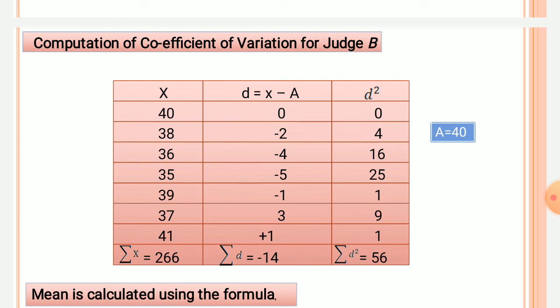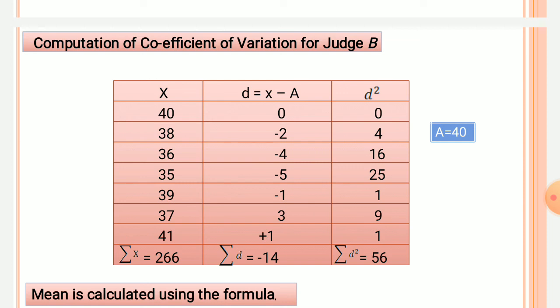Now here d is equal to x minus a. So 40 is taken as the assumed value here. You can take any value as assumed value, within the series or outside the series. Usually we take within the series. So 40 minus 40 is 0, 38 minus 40 is minus 2, 36 minus 40 is minus 4, 35 minus 40 is minus 5, 39 minus 40 is minus 1, 37 minus 40 is plus 3, and 41 minus 41.